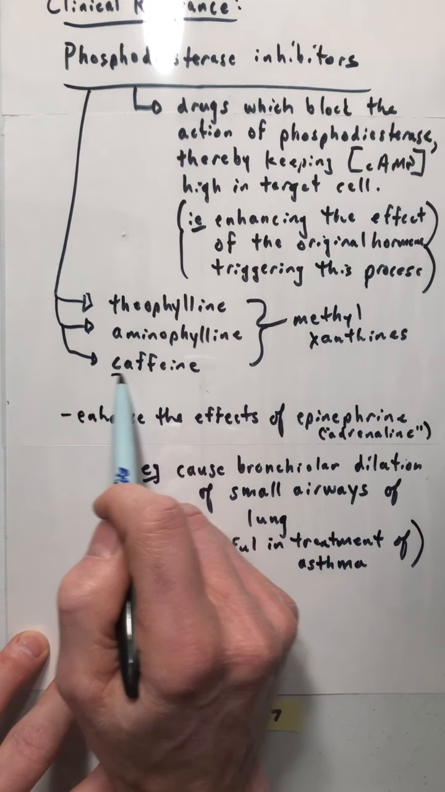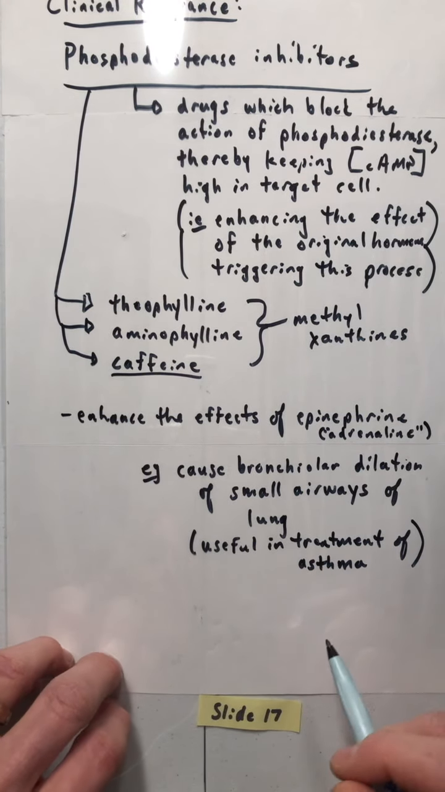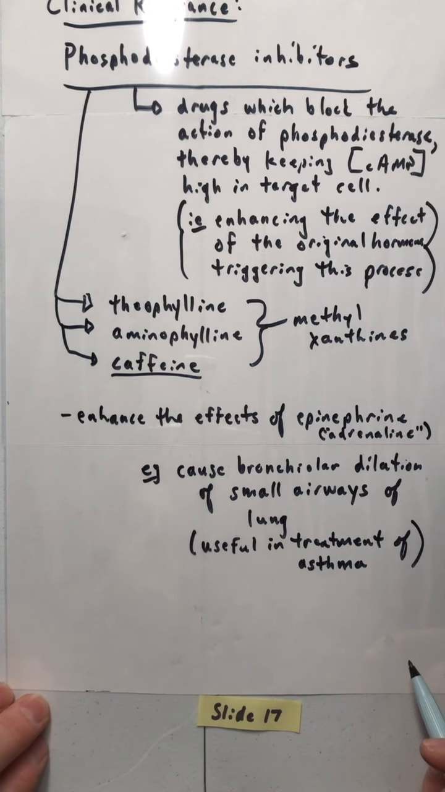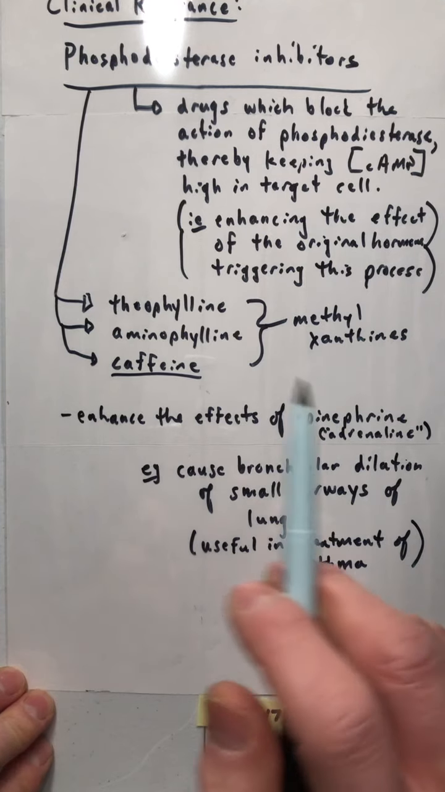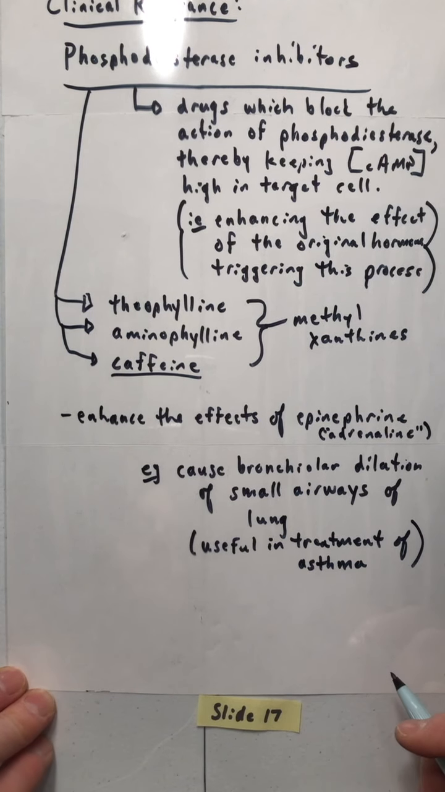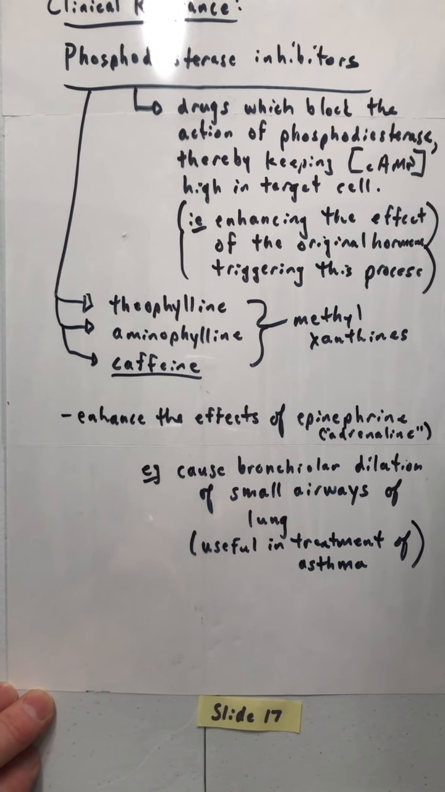Now, I mentioned caffeine. If you are a caffeine drinker, you're probably well aware that if you drink too much coffee and take in too much caffeine, what kind of symptoms do you get? Heart racing, sweating, irritability, feeling on edge, maybe even palpitations. One of the reasons for this is that caffeine is acting as a phosphodiesterase inhibitor in various target tissues, keeping levels of cyclic AMP high in those tissues, enhancing the effects of those epinephrine hormone molecules coming from the bloodstream into those tissues.